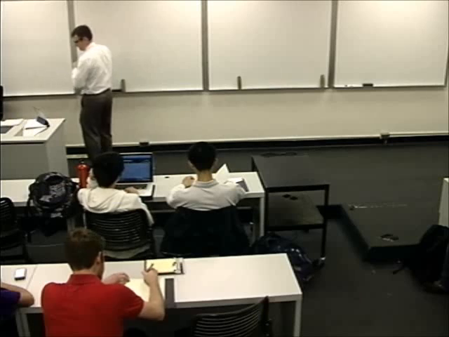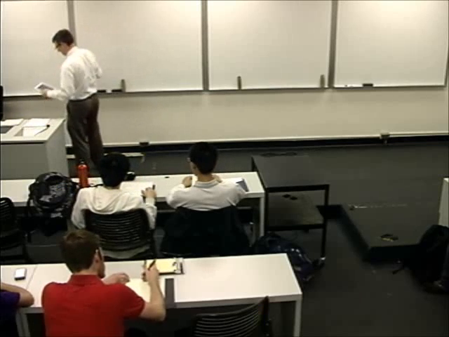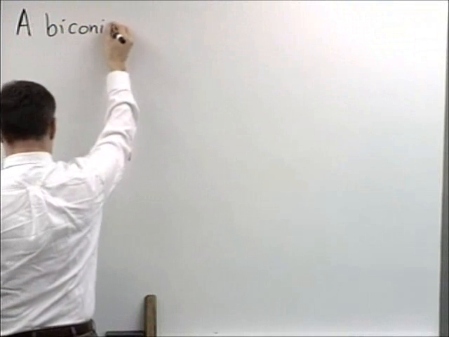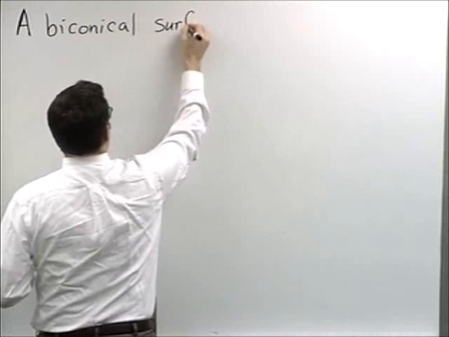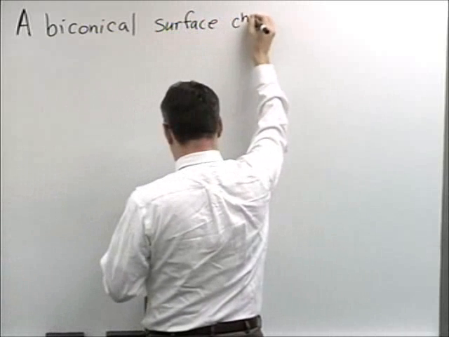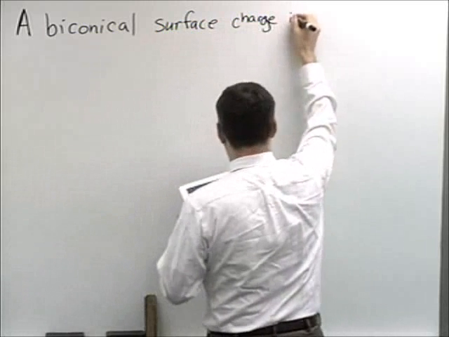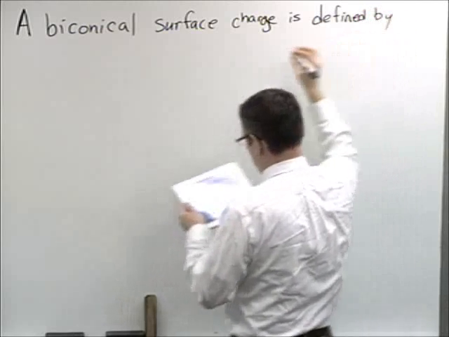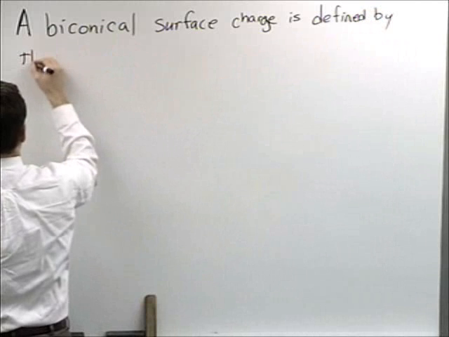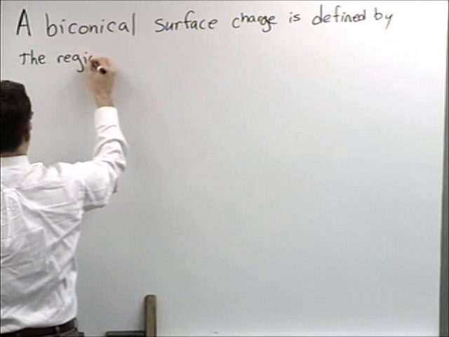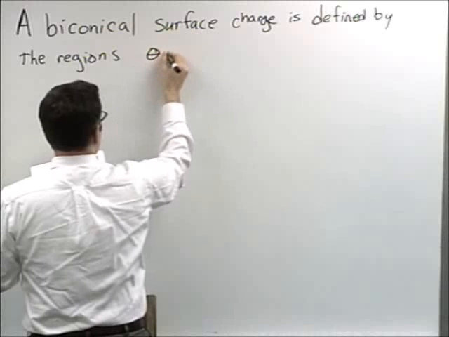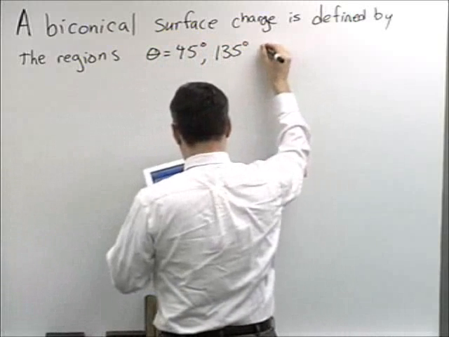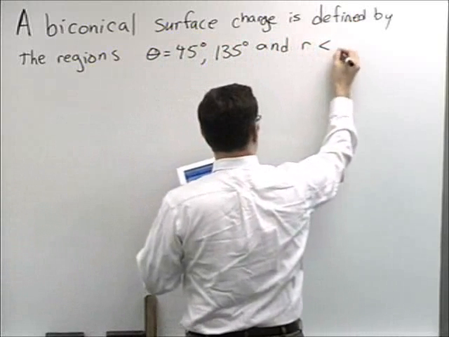and write this problem on the board. A biconical surface charge is defined by the regions theta equals 45 degrees and 135 degrees, and r is less than, say, 0.5 meters.